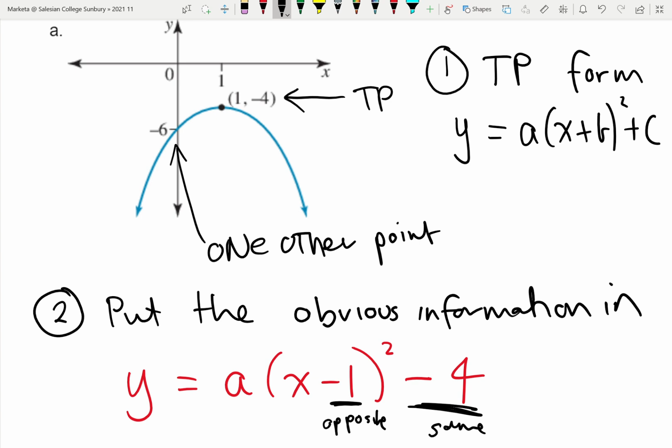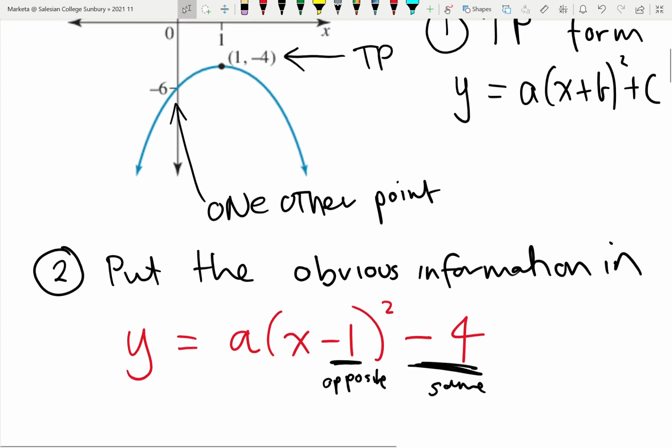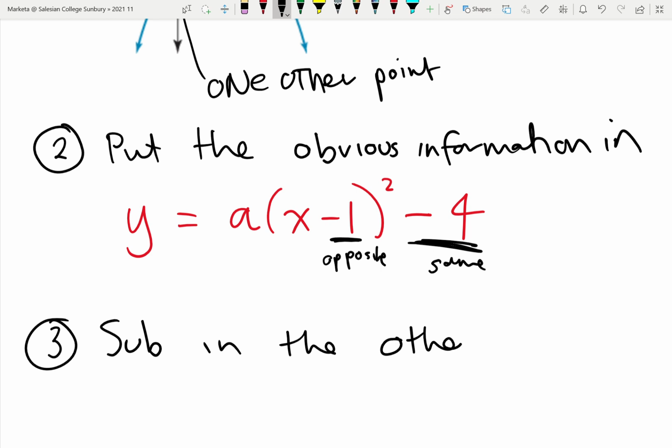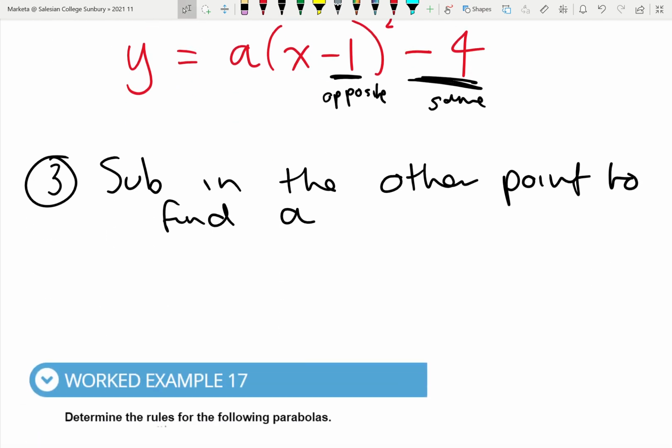Now that we've got that, we still need to solve for a, and a lot of people will forget to solve for a. So once they put the turning point in, they will just leave it like that, and it may or may not be correct. a might be 1, and if a is 1, then you're lucky, you would be correct. But if a is not 1, then obviously you won't be correct. So step 3, we sub in the other point to find a. And a is our dilation.